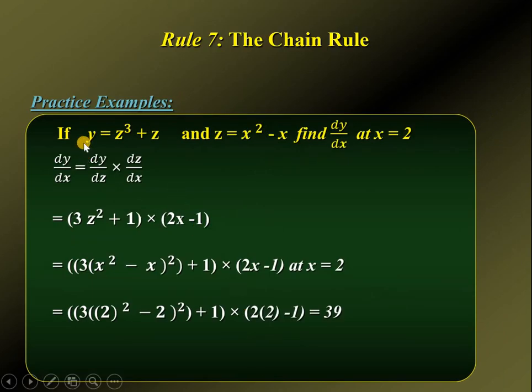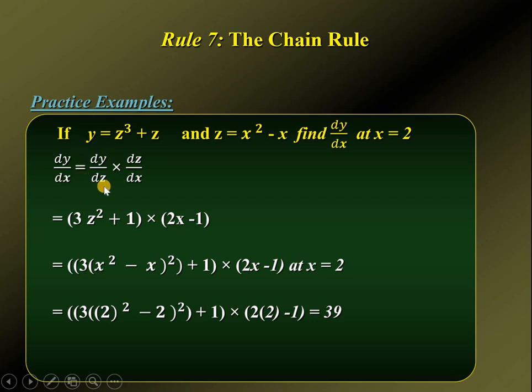Another example. I have y equals z power 3 plus z and z equal x squared minus x. Find dy over dx at x equal 2. As we see, there is a relation between y and z and another relation between z and x, but we are required to find dy over dx. Since there is no direct relation between y and x, but I have z as a common factor, first step, I'm going to find dy over dz from the first function and dz over dx from the second function, and when I cross out the dz with the dz, we get dy over dx.